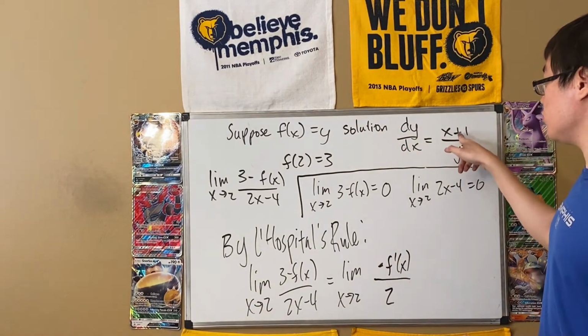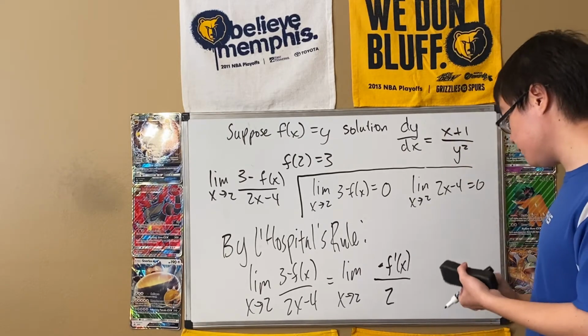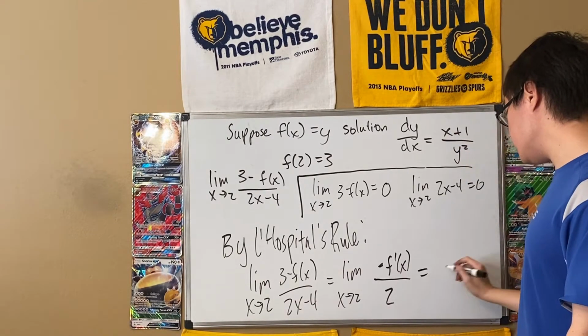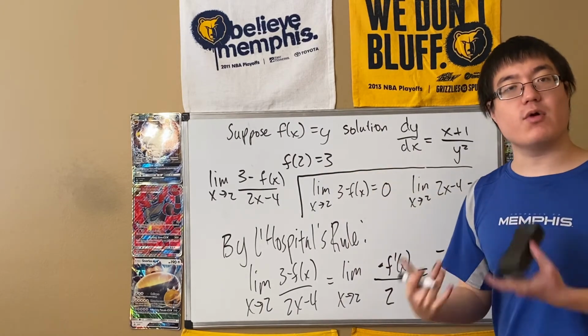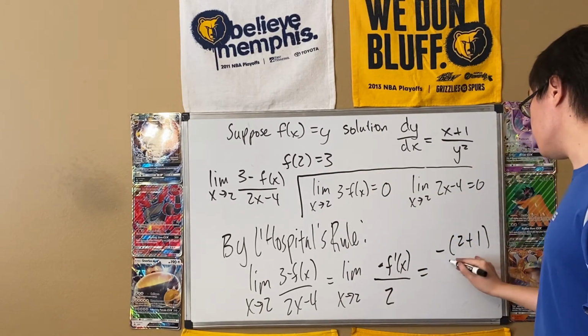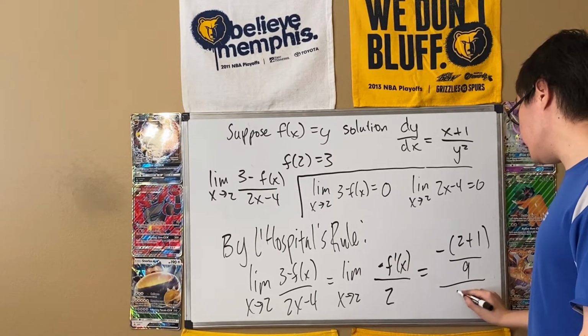First off, we're going to plug in 2 into x, so that'll be 2 plus 1. So we'll have negative 2 plus 1. And then finally, we do know that the y coordinate is 3. So that's going to be over 9. Then we're going to divide by 2.